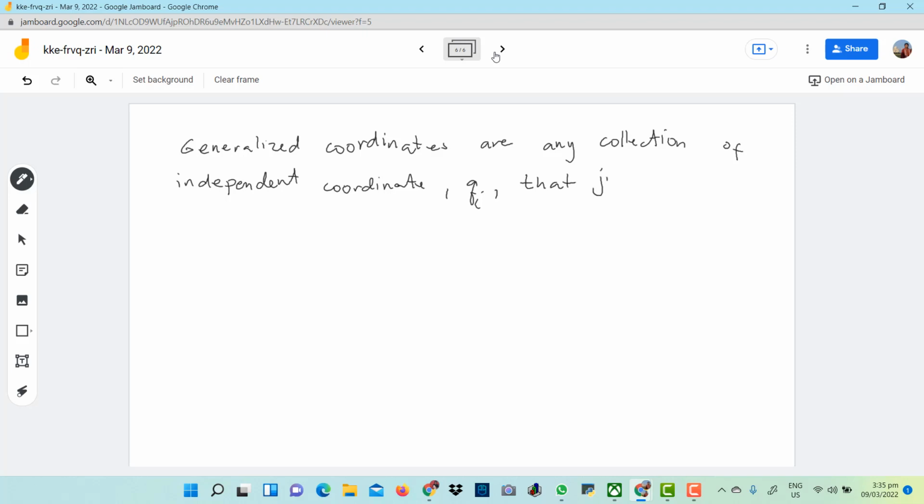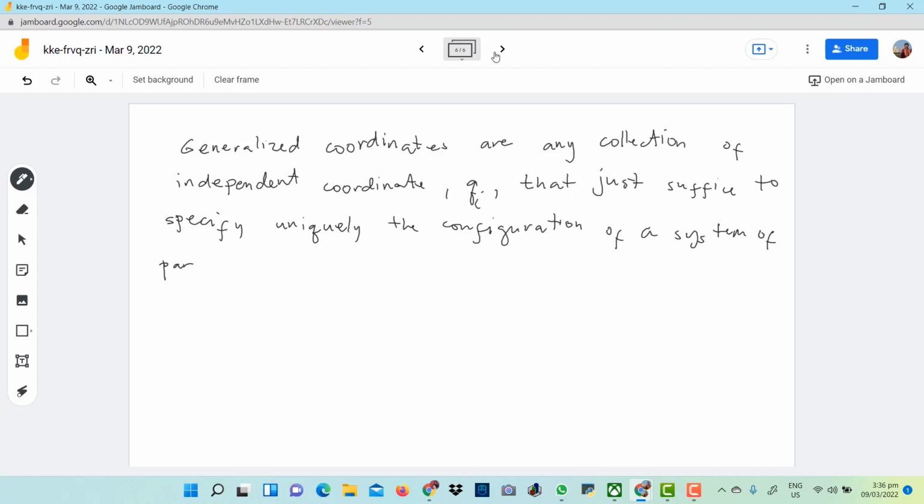The Qi's just suffice to specify uniquely the configuration of a system of particles. So again, this Qi, take note, is any coordinates that are in your system.